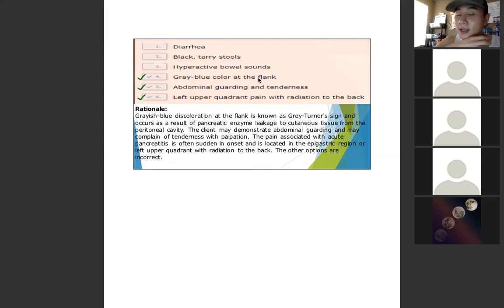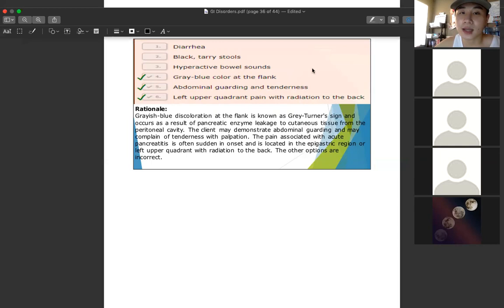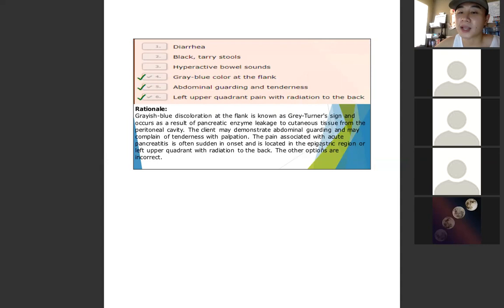Grayish blue color at the flank, earlier I mentioned that in the slide, they will have the bluish color in their flank; abdominal guarding and tenderness because they are in so much pain; left quadrant pain with radiation to the back. The grayish blue discoloration at the flank is known as Grey Turner sign and occurs as a result of pancreatic enzyme leakage into the cutaneous tissue from the peritoneal cavity. The client may demonstrate abdominal guarding and may complain of tenderness on palpation. The pain associated with acute pancreatitis is often sudden in onset and is located in the epigastric region or left upper quadrant with radiation to the back.